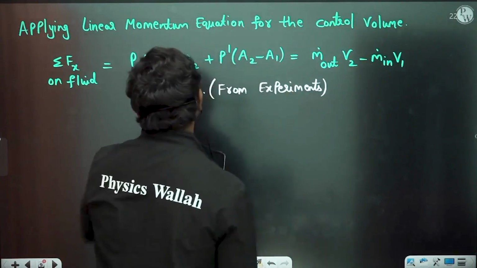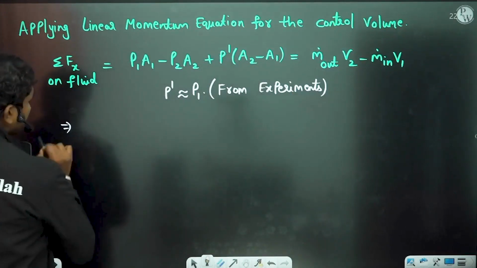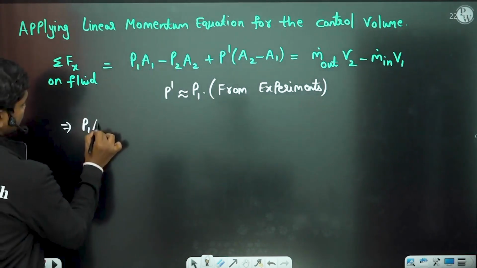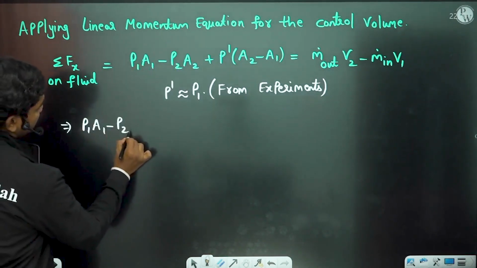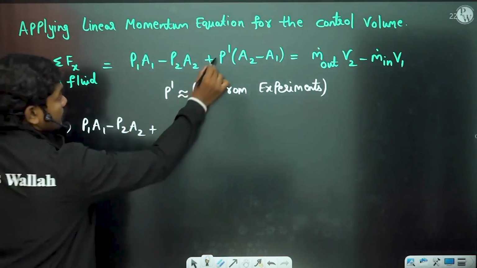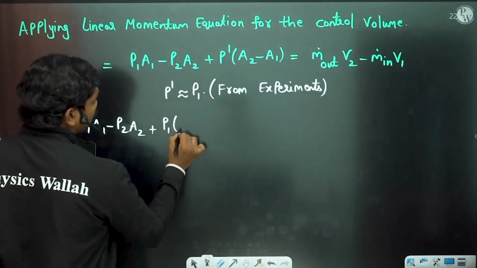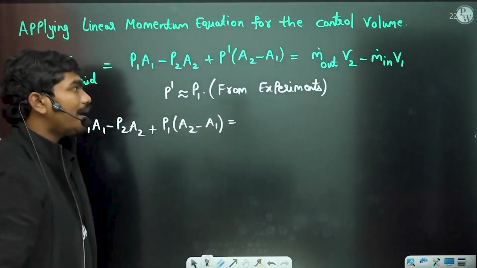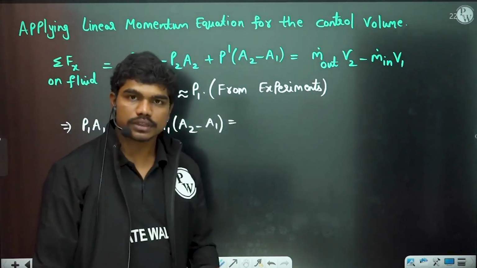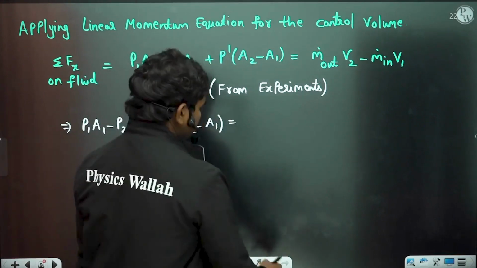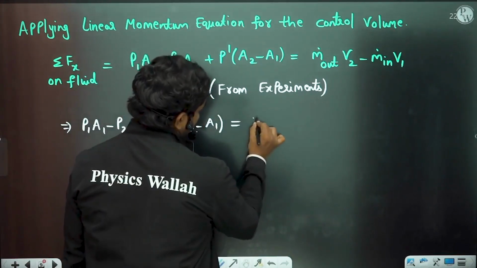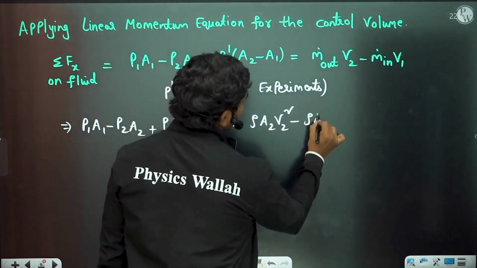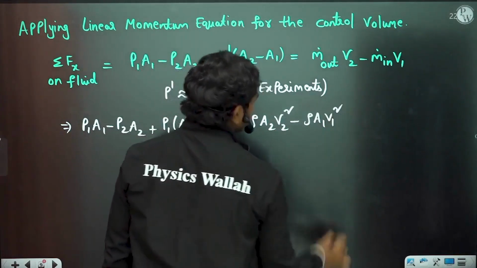Okay, now if you substitute this, this implies P1A1 minus P2A2 plus this is again P1 times of A2 minus A1 is equal to m dot out. So m dot out and m dot in both are same because the continuity equation has to be satisfied. So this can be written as rho A2 V2 square minus rho A1 V1 square. Okay, so this is what you have.